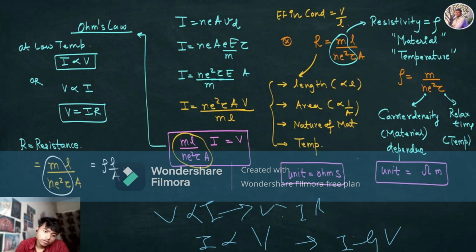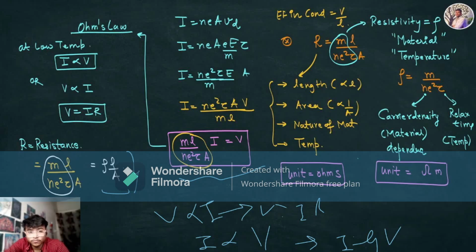G is what? G is just opposite, 1 by R. So resistance will also depend on the material characteristic. It will be equal to rho L by A, which equals m L upon n e square tau A. So there are some extensions of formulas you have to learn just for numerical purposes.